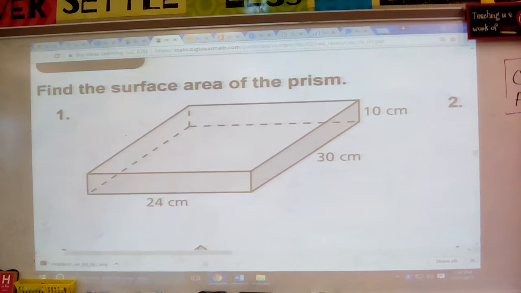Hi, video number 3. So we're looking for the surface area and the volume of this prism. I know that the top says find the surface area. I just grabbed this as an example for you. So I am going to show you how we find the surface area and the volume.